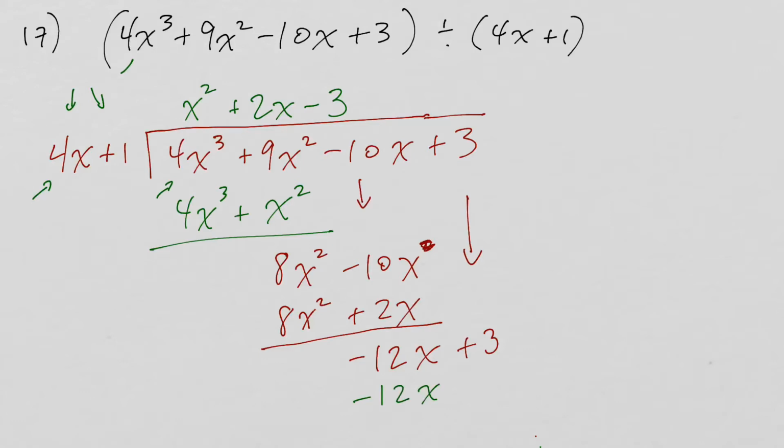-12x minus 3. And I'm going to flip the sign of the bottom row and add instead of subtracting so I don't make a weird mistake. 3 plus 3 is 6. So my remainder is 6.